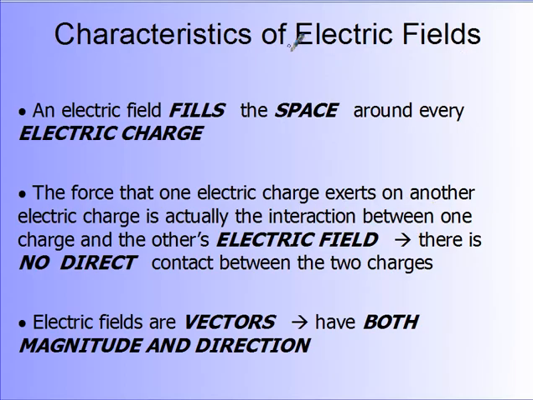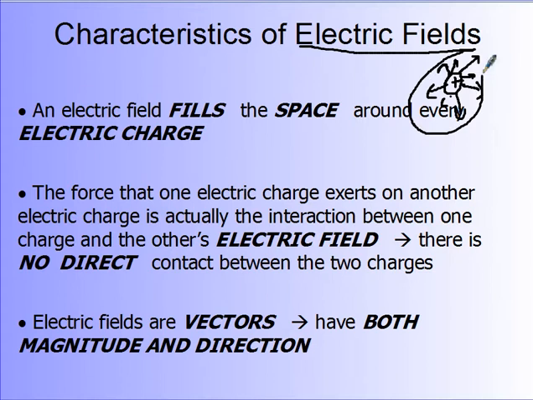Now, there are some characteristics of electric fields that you need to know. All right. The electric field fills the space around every electric charge. So if I have, say, a positive charge here, the electric field fills this entire space. Now I'm going to draw the field lines. We're going to discuss what this means in a bit. But it fills the entire space.